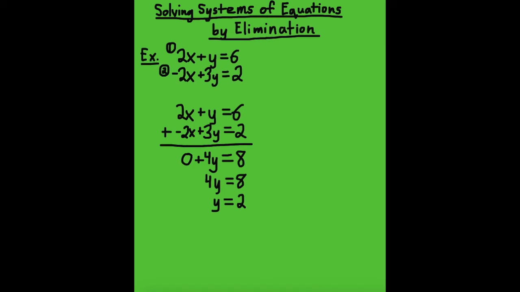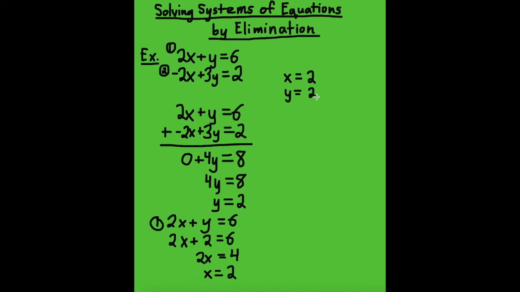Then we will put the value of y, which is 2, back into the original equation. We can put it in equation 1 or we can put it back in equation 2. I'll put y equals 2 inside the first equation, which is 2x plus y equals 6. So we will get 2x plus 2 equals 6. We subtract by 2 on both sides to get 2x equals 4. Then we divide by 2 on both sides to get x equals 2. We got x equals 2 and y equals 2.